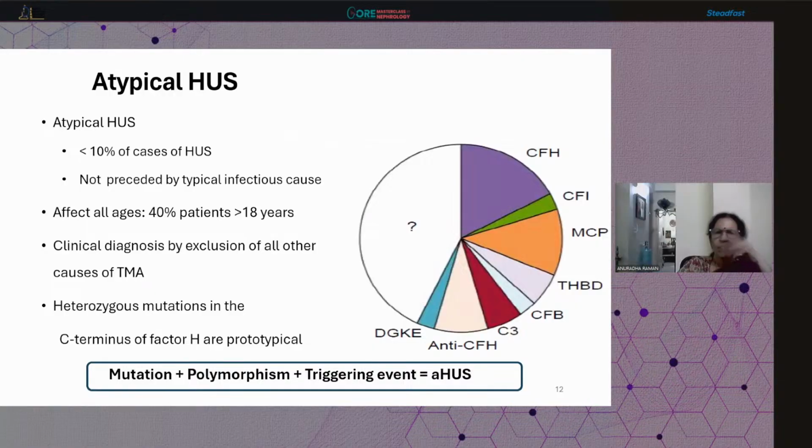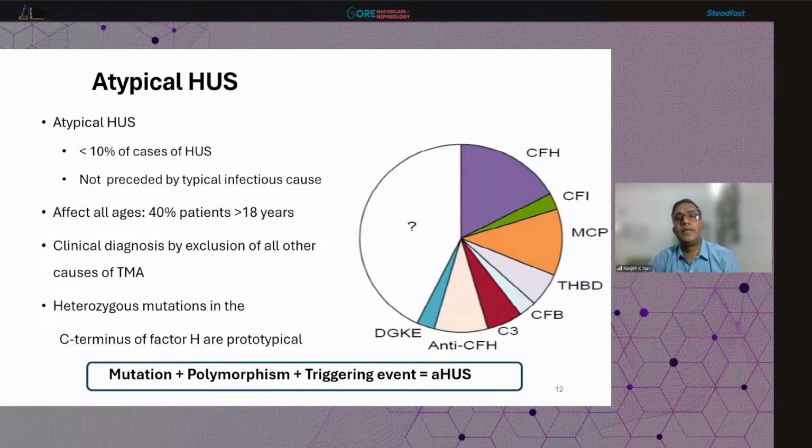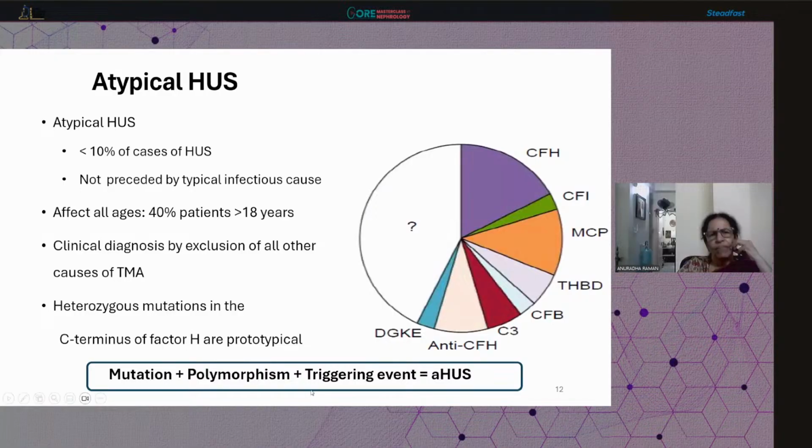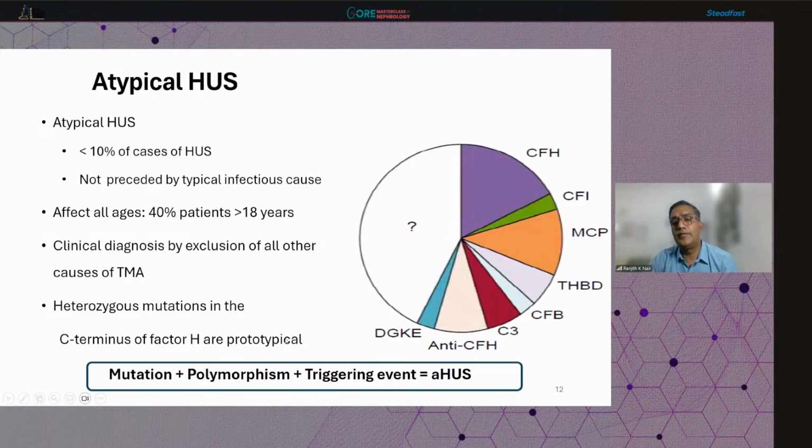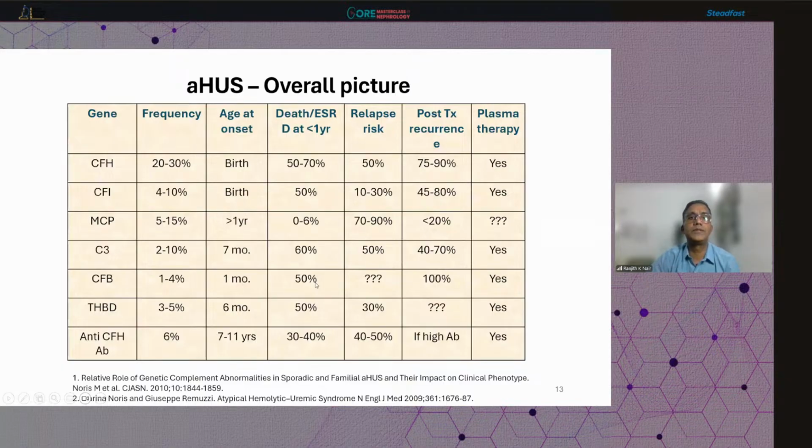Though atypical HUS is discussed a lot, it's not very common as a cause of HUS and usually not preceded by typical infectious causes. It can affect all ages, but the larger chunk is adults. And we have to exclude other causes of TMA. So the mutation plus a polymorphism requires a triggering event, which is why these people go on till adulthood. The triggering event is probably missing, and that leads to the atypical HUS.